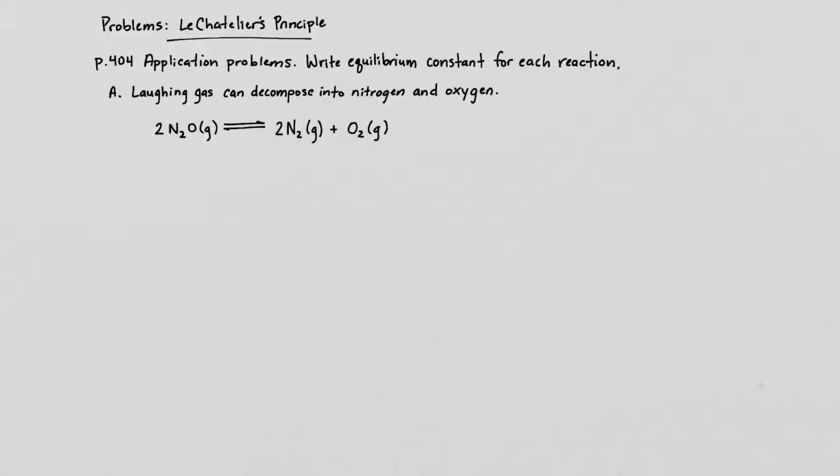So laughing gas can decompose into nitrogen and oxygen. Dinitrogen oxide is also known as laughing gas, and here's the decomposition reaction for it turning into nitrogen and oxygen. And you can see we have this arrow here, so it's an equilibrium arrow, and so it does go into equilibrium. So what is the equilibrium constant?